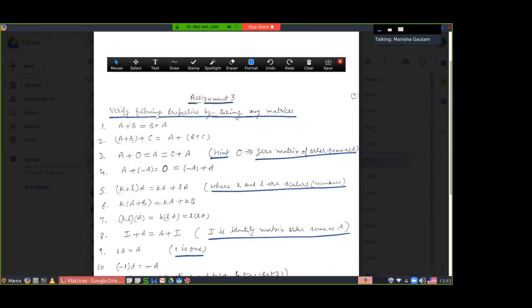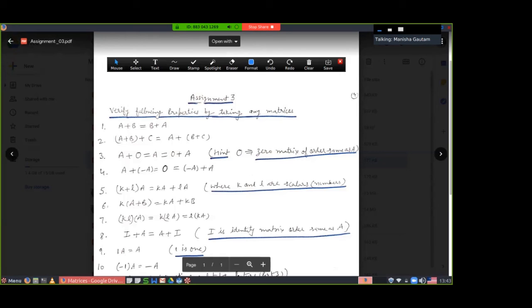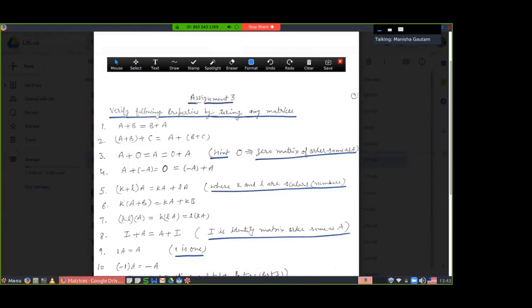Similarly, in the second question also, first of all, you have to solve the bracket part. Get the answer A plus B. The answer of A plus B is added to C on the left hand side. On the right hand side, first of all, you have to calculate B plus C. Then the answer of this will be added to A.